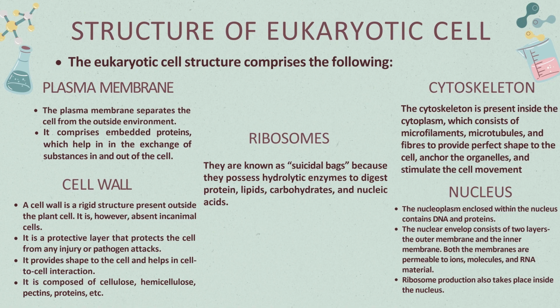Next is the nucleus. The nucleoplasm enclosed within the nucleus contains the DNA and proteins. Nuclear envelope consists of two layers, the outer and the inner membrane. Both of these membranes are permeable to ions, molecules, and RNA material. Ribosome production also takes place inside the nucleus.